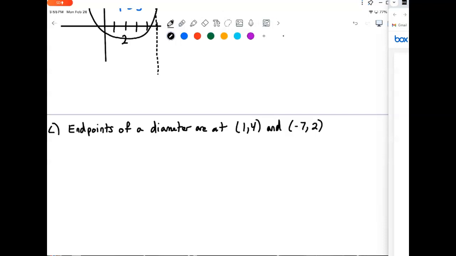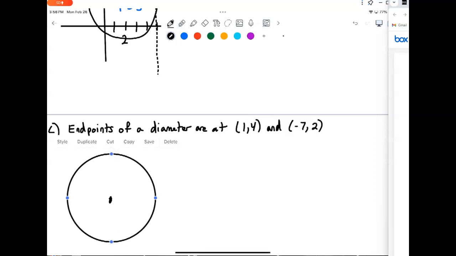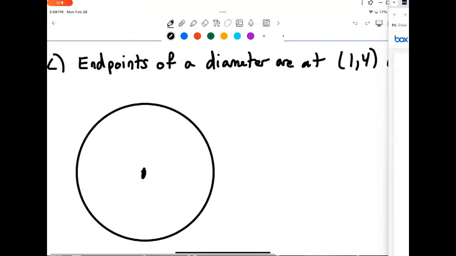So what exactly does that mean? Well, a diameter, remember, is a line that passes through the center of a circle and then hits the circle on two ends. So, in other words, if we get ourselves a circle here, then a diameter is simply a line that passes from one point on the circle through the center and then out to another point on the circle.